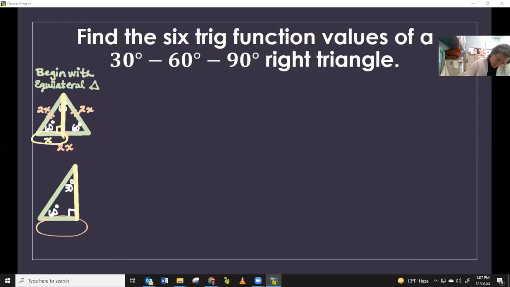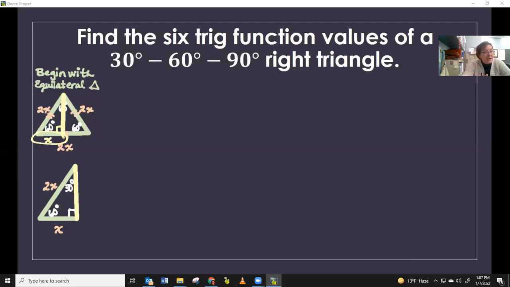X. How big is the hypotenuse? 2x. So the short side and the hypotenuse have this 2-to-1 ratio relationship.